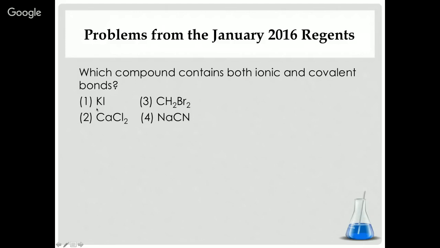Okay, so the first choice we have is metal, nonmetal. This is ionic only. Choice 2, calcium is a metal, chlorine is a nonmetal, so metal, nonmetal. This is also only ionic. Choice 3, we have C, H, and Br. These are all nonmetals, so this is going to be only covalent.